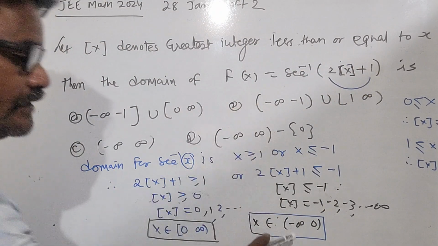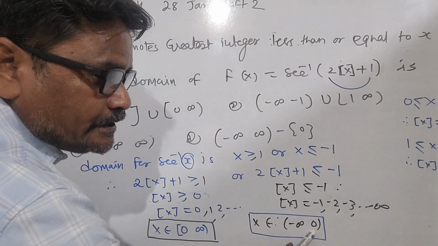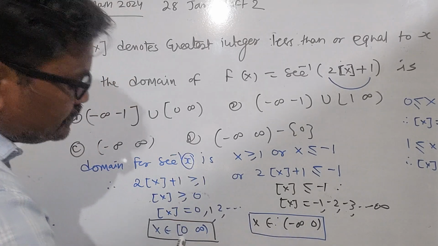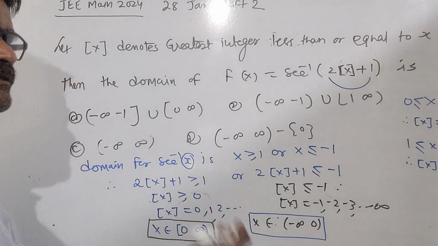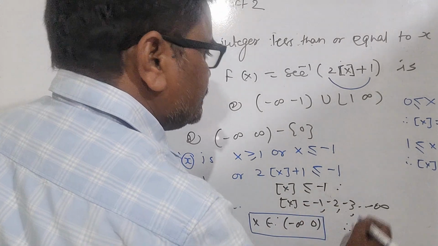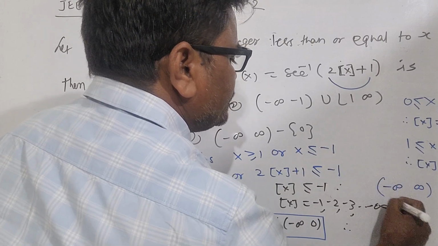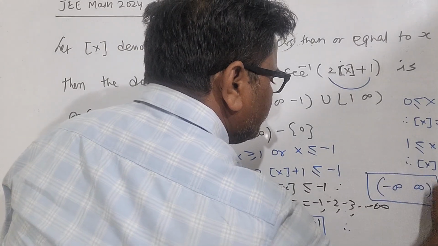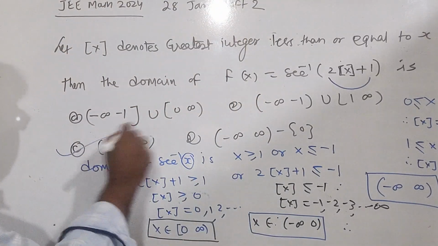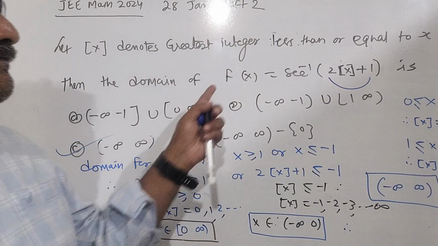So the function is defined for this x as well as this x, and mind it, here 0 is in an open bracket and here 0 is in a closed bracket, that is, 0 is included. When we take the union of these, the final answer will be minus infinity to infinity. That is, minus infinity to infinity will be the domain of this particular function, okay.